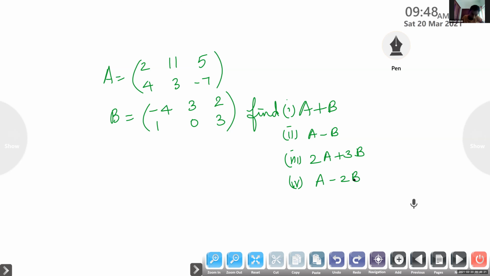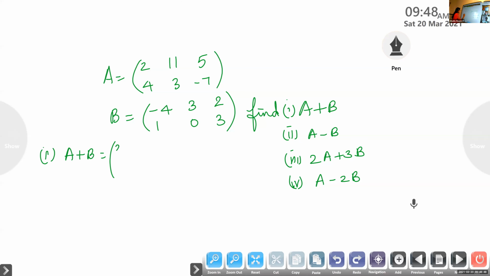Okay, one matrix A is given, and another matrix B is defined. We have to find A plus B, A minus B, 2A plus 3B, A minus 2B, and so on. Now, can we define A plus B, the first one? How will you define A plus B?